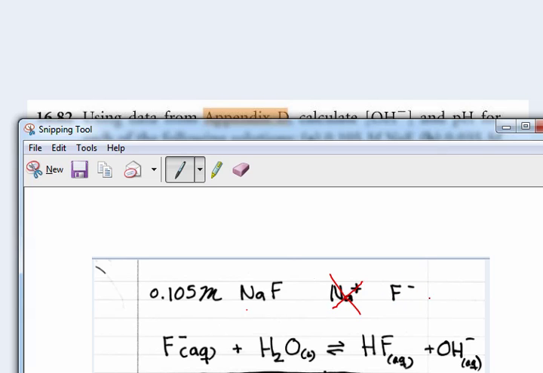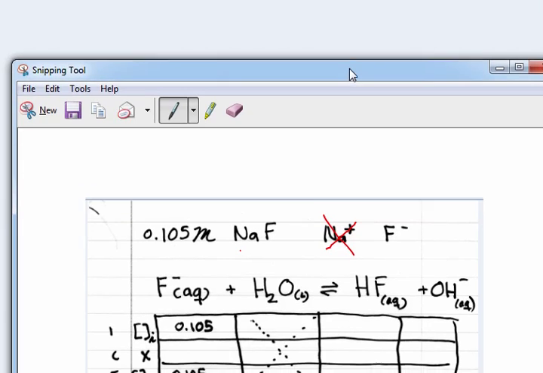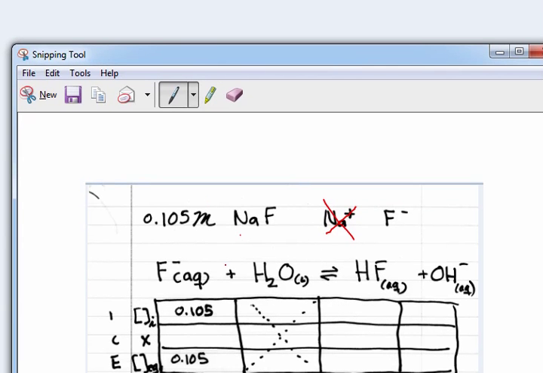Now anions usually act as bases, and this is how they act as bases. The fluoride is going to react with water, taking a proton from water to form the conjugate acid and hydroxide. To calculate the concentration of hydroxide here, we're going to have to construct an ICE table. We begin with 0.105 molar fluoride, and we're going to assume that we have zero concentration of both hydroxide and HF. To begin with we have 1 times 10 to the minus 7 molar hydroxide, but that's so small that we generally don't regard it.